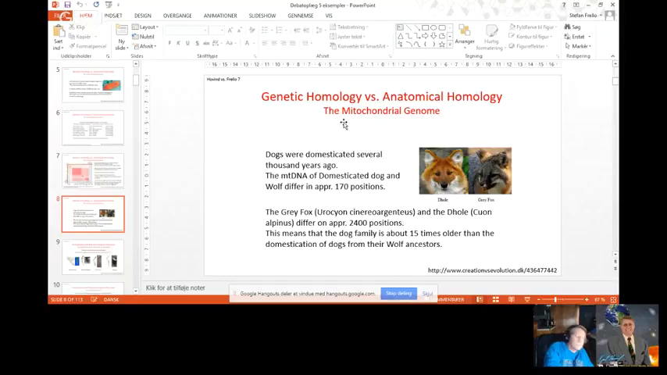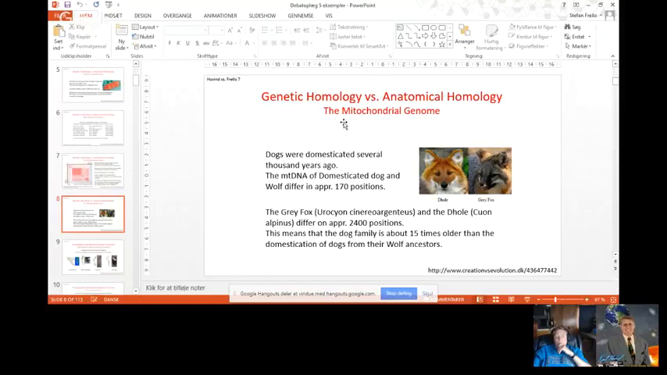Also, you can make another kind of test of this homology. If you compare the domesticated dog again with the wolf, the mitochondrial genome, you find that they are identical except for about 170 positions. But within the fox or the dog family, you have a lot of differences. The greatest difference I found was between a species called the grey fox and one called the dhole, and they had about 2,400 different positions, which means that there is about 15 times more variation within the dog family than between the domesticated dog and the wolf.